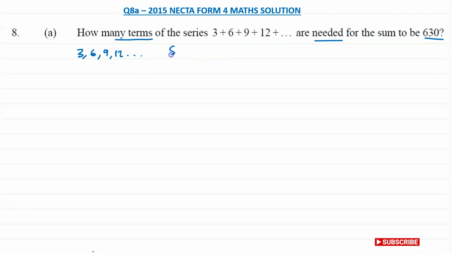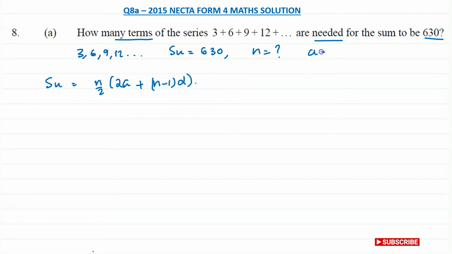Okay, so we have Sn is equal to 630. We need to find n. So you need to think about the formula that connects the sum of series, arithmetic series, and the n. And that formula is Sn equals n over 2, 2a plus n minus 1 d. Okay, so what is a and what is d?